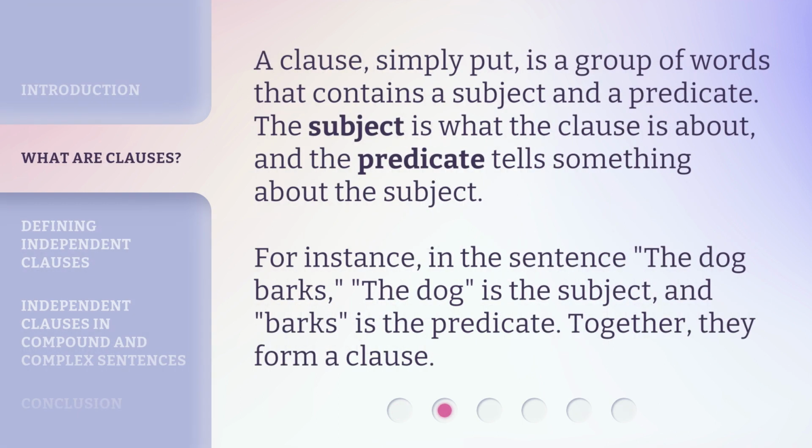A clause, simply put, is a group of words that contains a subject and a predicate. The subject is what the clause is about, and the predicate tells something about the subject. For instance, in the sentence, "The dog barks," the dog is the subject, and barks is the predicate. Together, they form a clause.